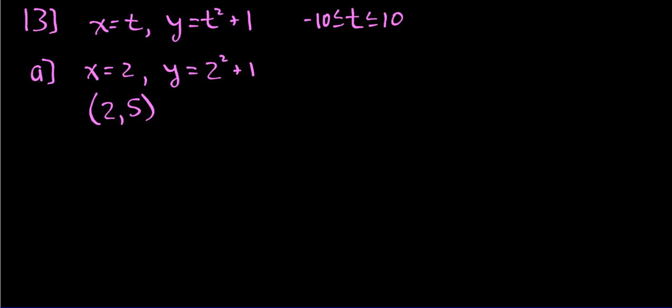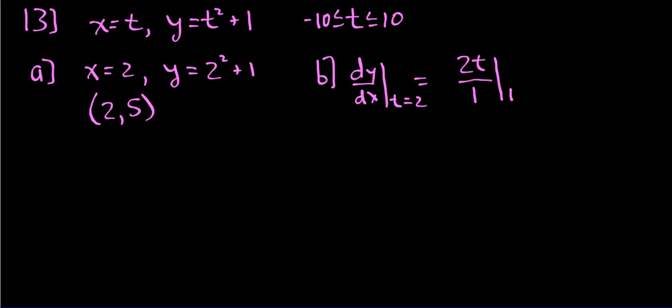Then we're asked to find the slope of the tangent, dy/dx, when t is equal to 2. What we're going to do is take the derivative of y with respect to t, and we get 2t. The derivative of x with respect to t, and we get 1. So it looks like what we have is 4, if I just put a 2 in there.